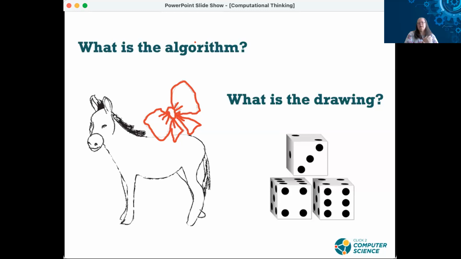Andrew's correct again. That's right. It would be a yellow cupcake on the back of whatever animal that they selected.